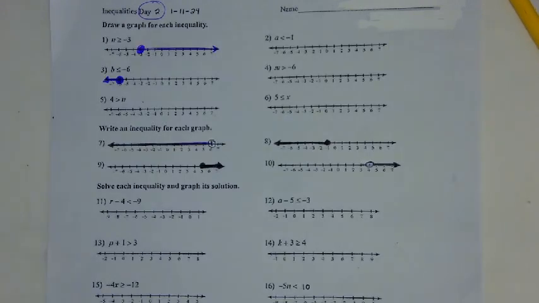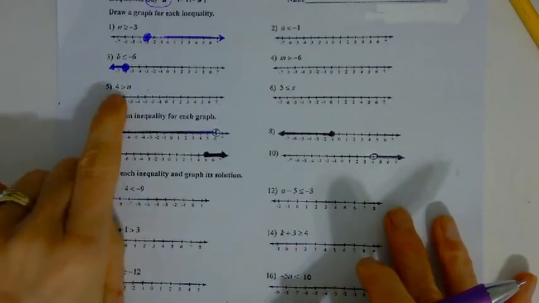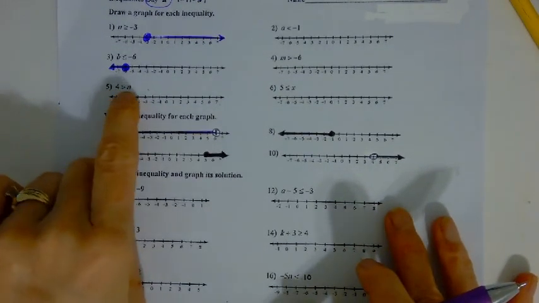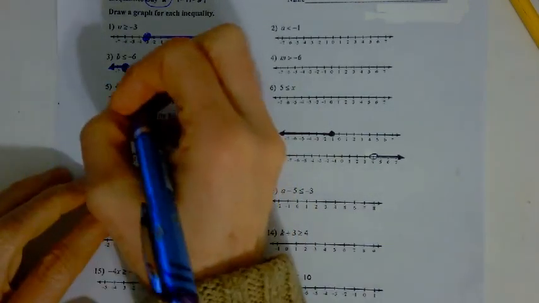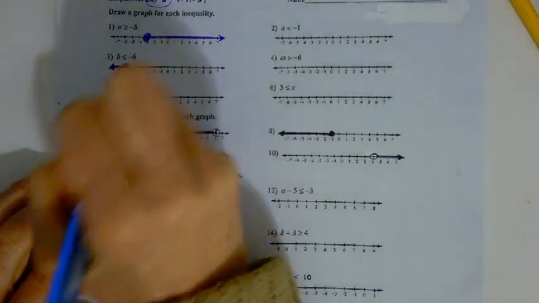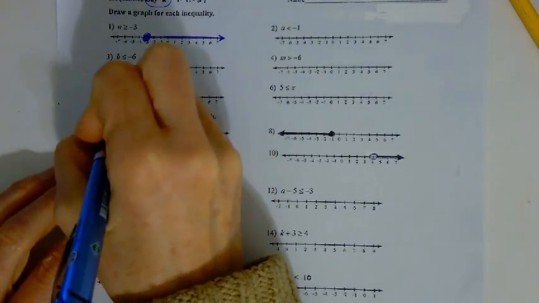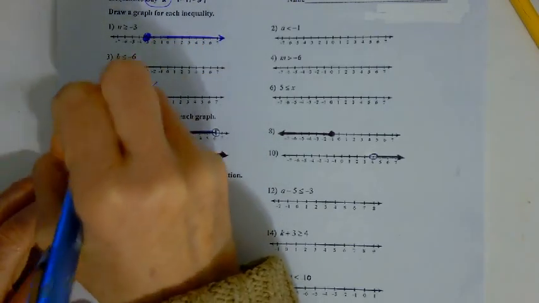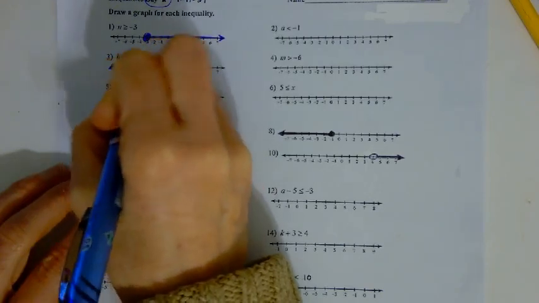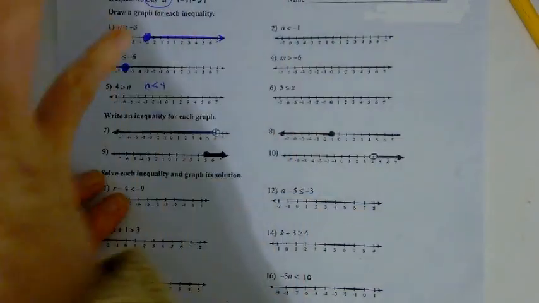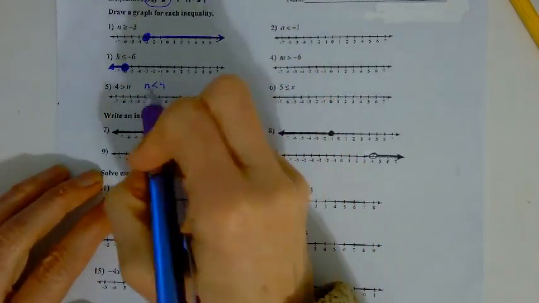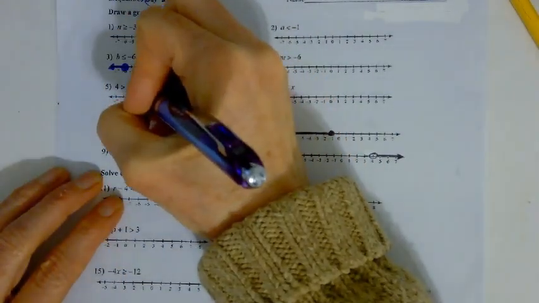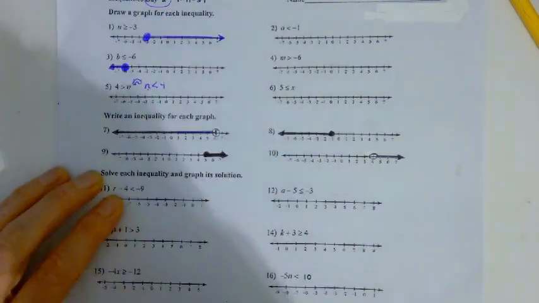Okay, I'm going to go ahead and do number 5. This says 4 is greater than n, but notice our variable is on the right-hand side. So we want to flip everything so that the variable is on the left. It just makes it so much easier to graph. So I'm going to put n here, then we're going to flip that sign so the point is pointing to the n, and then put the 4 over here. So we just flipped everything. This means the same thing as this, except that this is much easier to graph.